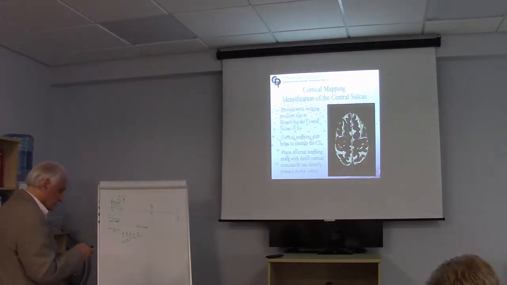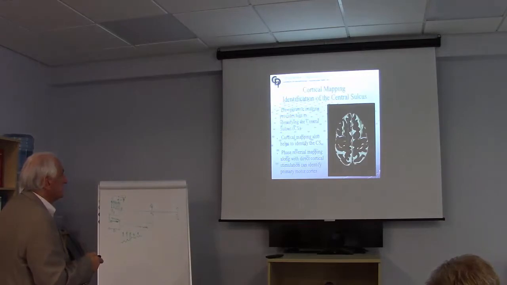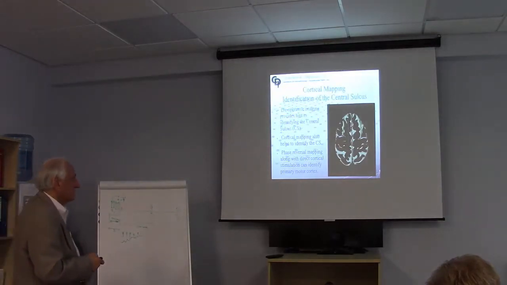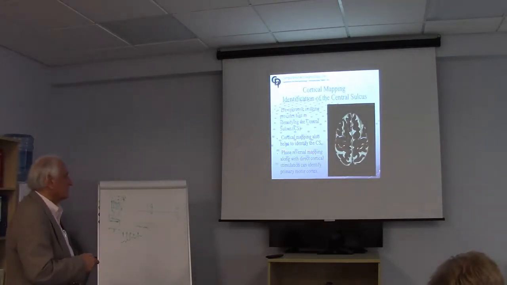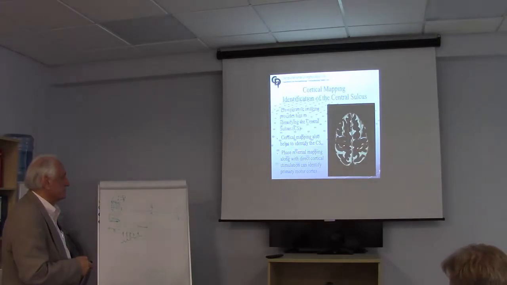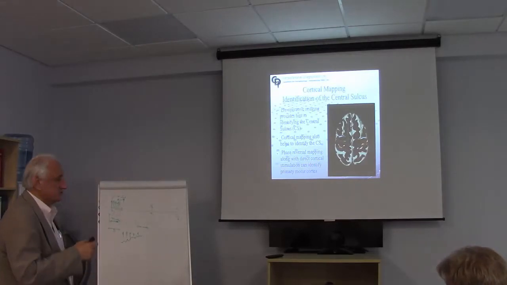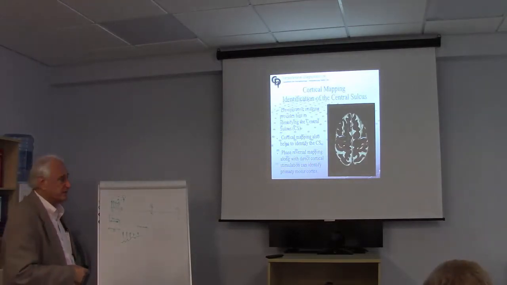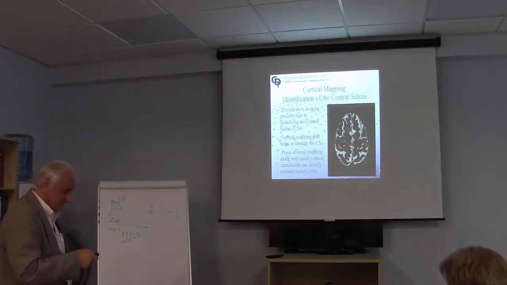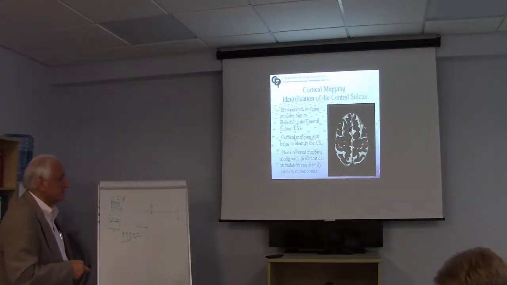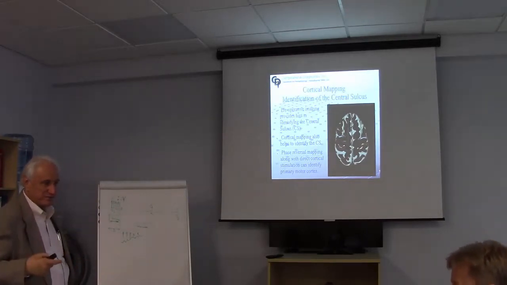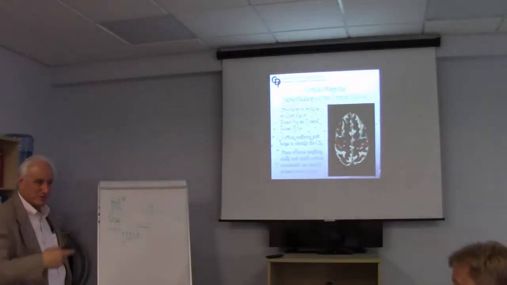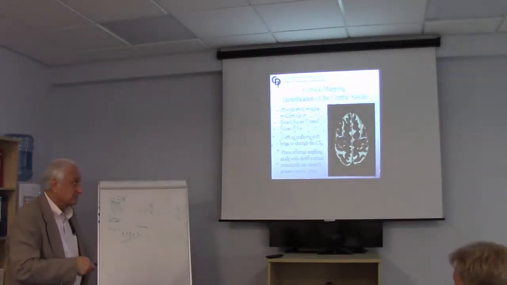Identifying the central sulcus: preoperative imaging studies provide hints, but they don't provide the definitive information. Cortical mapping also helps to identify the central sulcus, but phase reversal along with direct cortical stimulation, the two things put together, are really pretty definitive. And I know we've looked at many films over the years where we thought the central sulcus was at one place and it was actually a gyrus back or a gyrus ahead of where you thought it was. So you can't rely just on the imaging.